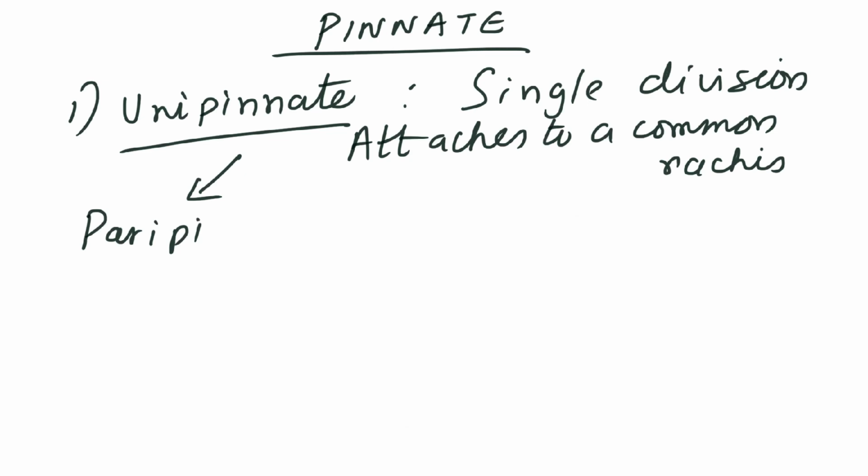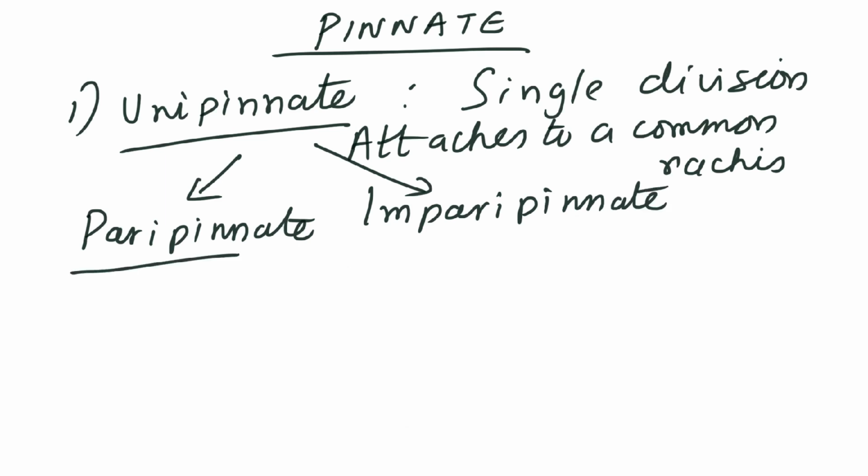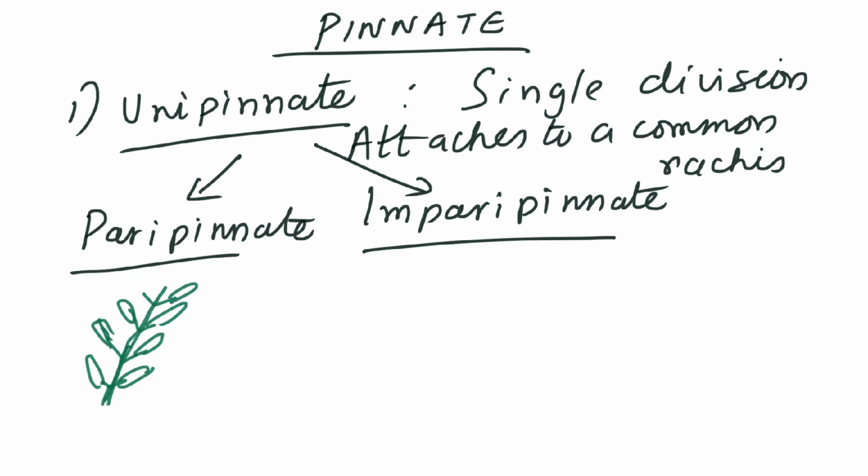Interestingly, unipinnate has two divisions, that is paripinnate and imparipinnate. A very nice way to remember these two particular cases is to understand what pari and impari denote. Pari means even, something like repeating twice. Impari means it's not even. So what exactly does this mean as far as compound leaves are concerned? Basically, paripinnate means that if you count the leaflets on the rachis, you can see that the number is even. So that's a key point.